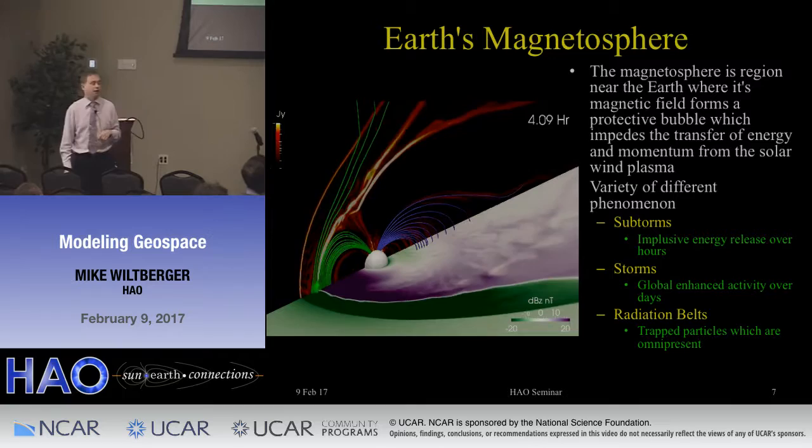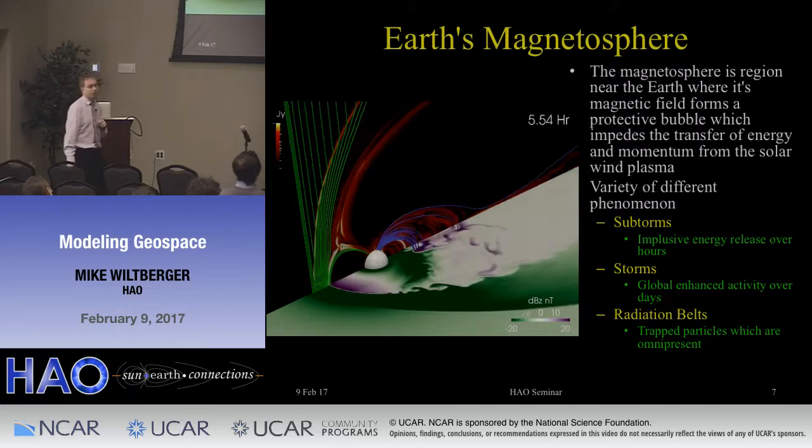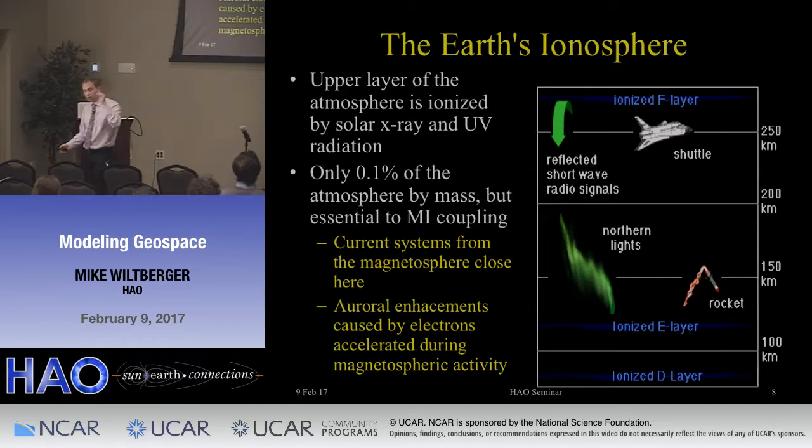Now, the magnetosphere is my favorite sphere, but it's connected to a fair number of other spheres, including, down here at the bottom of these magnetic field lines, the ionosphere. The ionosphere is the upper levels of the Earth's atmosphere. From a mass perspective, it's a relatively inconsequential amount of the material, on the order of a tenth of a percent or so of the mass present in the atmosphere.